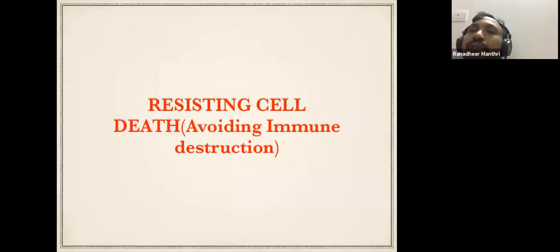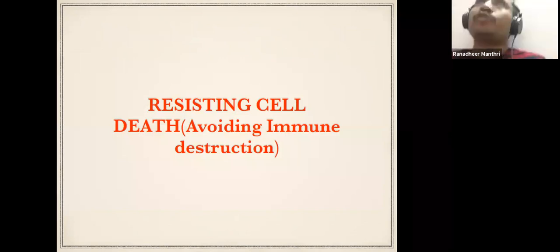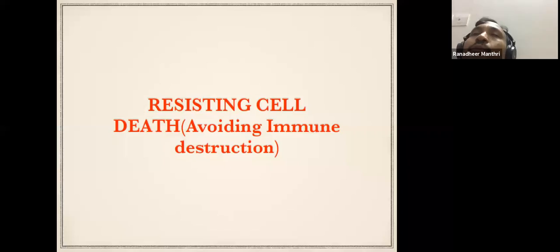Next slide. Resisting death, I already said, avoids apoptosis. The other thing is avoiding immune destruction. If you are reading about the new immune therapy, the PD-L1 and PD-1, programmed cell death inhibitor, programmed death ligand. Normally, these tumors evade destruction by the immune system; they mimic normal cells. Next slide, please.